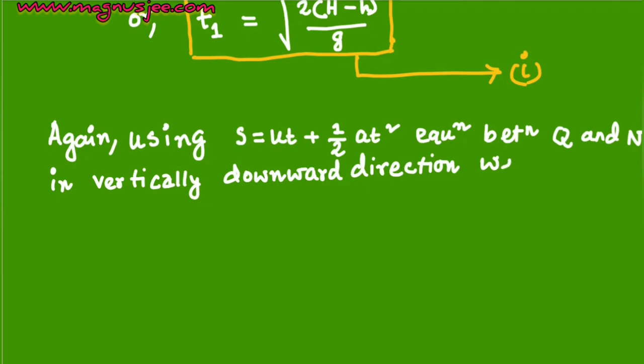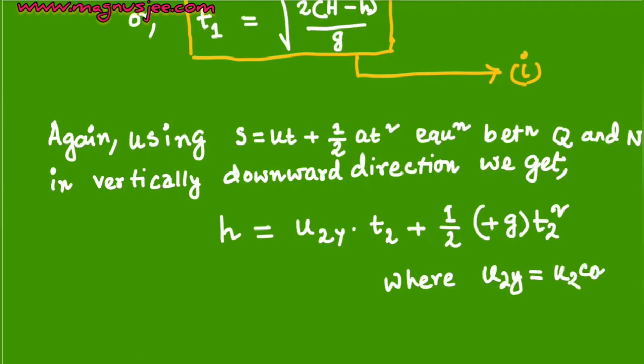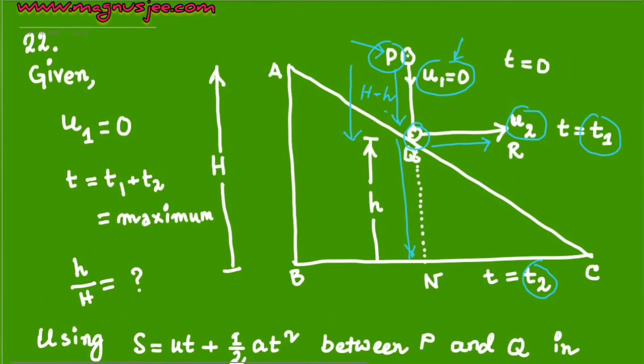We get small h, in this case the displacement will be small h and the interval of time is T2. So U2y T2 plus half, plus g because the body moves downwards. If the body moves upwards, then we have to consider minus g. Plus g T2 square, where the vertical component of the horizontal velocity U2 is U2y, which is U2 cos 90 degree. The velocity of the body after striking the inclined plane from the point Q is U2 in the horizontal direction.